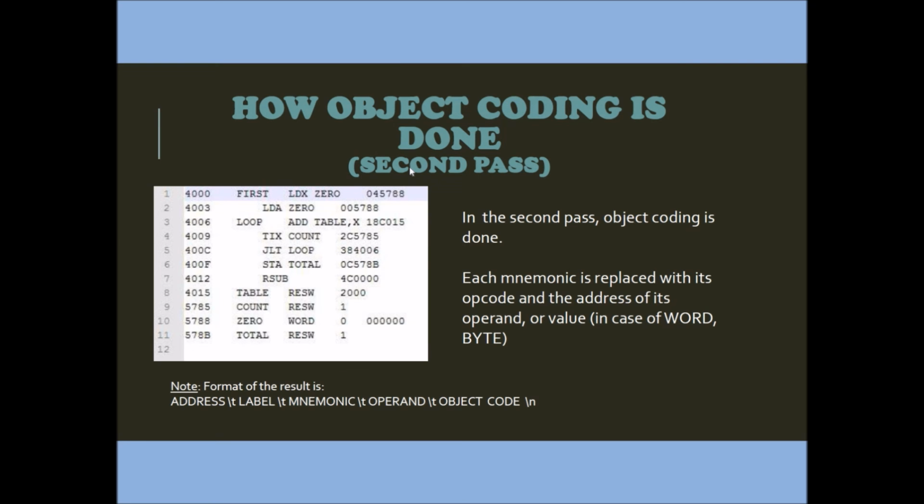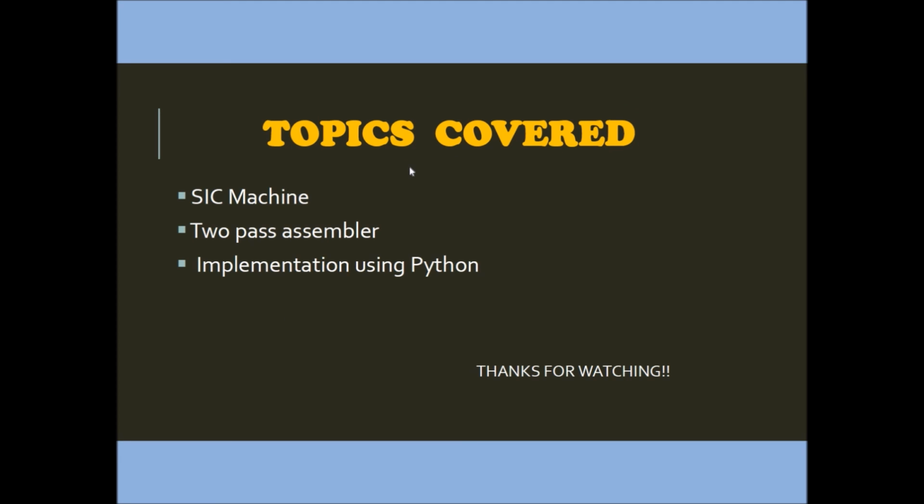So in this video, we described what an SIC machine is, what a two-pass assembler is, and how to implement it using Python. Hope you liked our video and do subscribe.